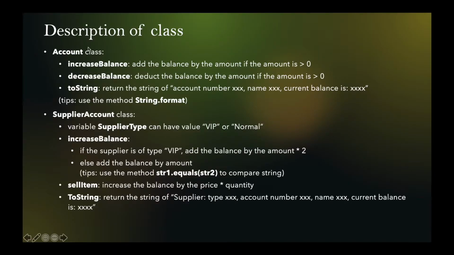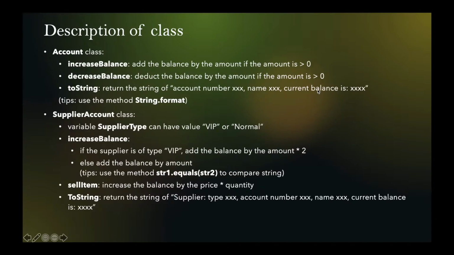All right, so the account class, we have the increase balance, right? So you will add the balance by the amount. If the amount is more than 0, then you will decrease the balance. You will deduct the balance by the amount, if the amount is more than 0. What does the toString do? You return the string of account number, name, and the current balance of that account.